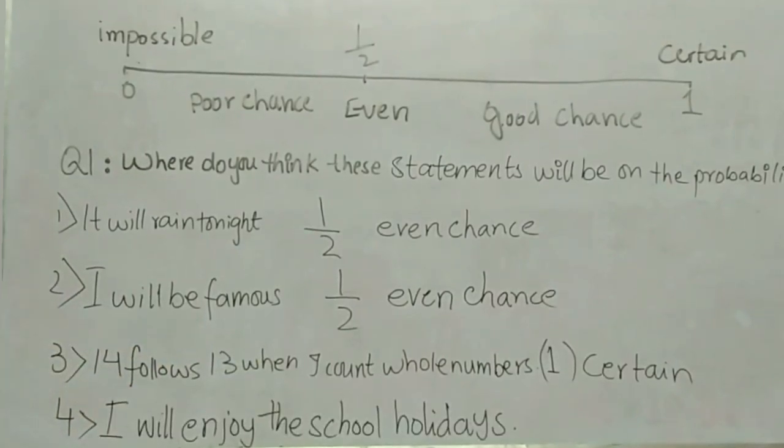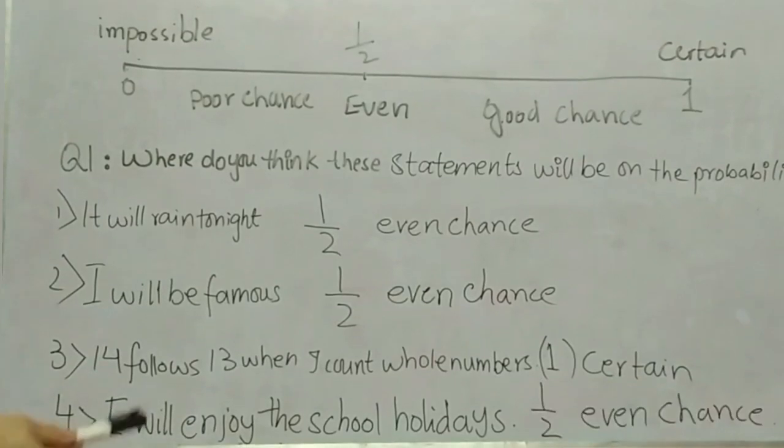Now take example 4. I will enjoy the school holidays. So simple. There are 50% chances, or you can say even chances, that you will enjoy your holidays or not. So you can write as you have written in example 1 and 2, half in fraction form and in words, half or even chance.